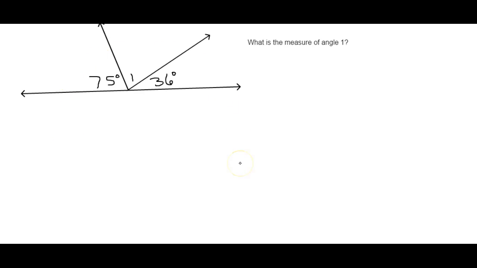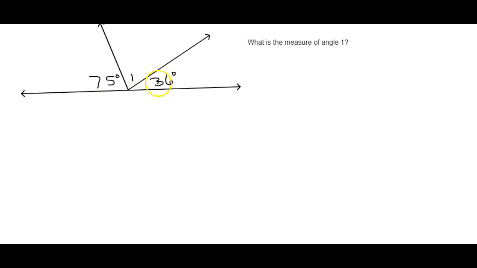Another way they can switch it up is to give multiple angles on a straight line, or break up a situation we already know how to solve, but they've switched it just a little bit. We do know that a straight line is 180 degrees. Normally we only have two things, an angle that's given and an angle we're trying to find. This time we have two angles that are given, and we're trying to find the measure of angle 1.